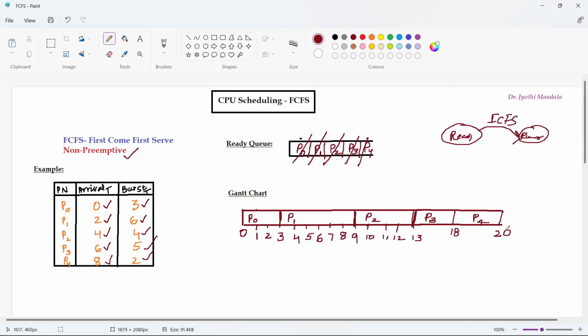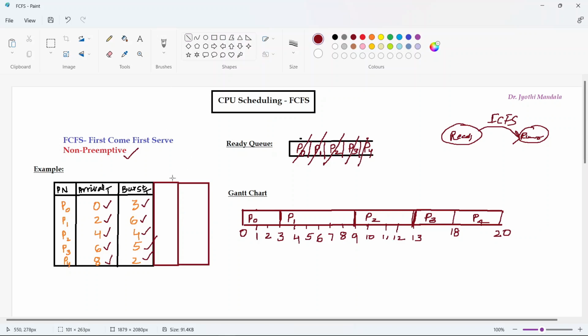So this is your Gantt chart. The Gantt chart talks about the CPU time utilized by each process. By seeing this Gantt chart only, we will be finding out the waiting time of each process and the completion time of each process. So now I'll take one more column for the waiting time and one more column for the completion time. For each process, let us calculate. We will fill in this table only.